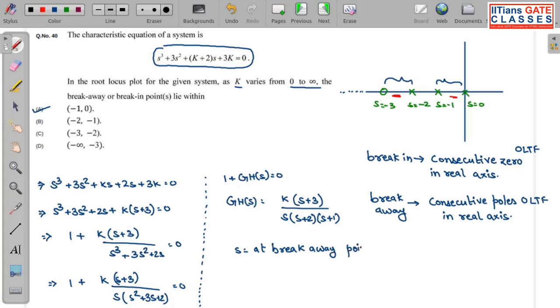Okay, what is the value of S at the breakaway point and the value of K at the breakaway point?